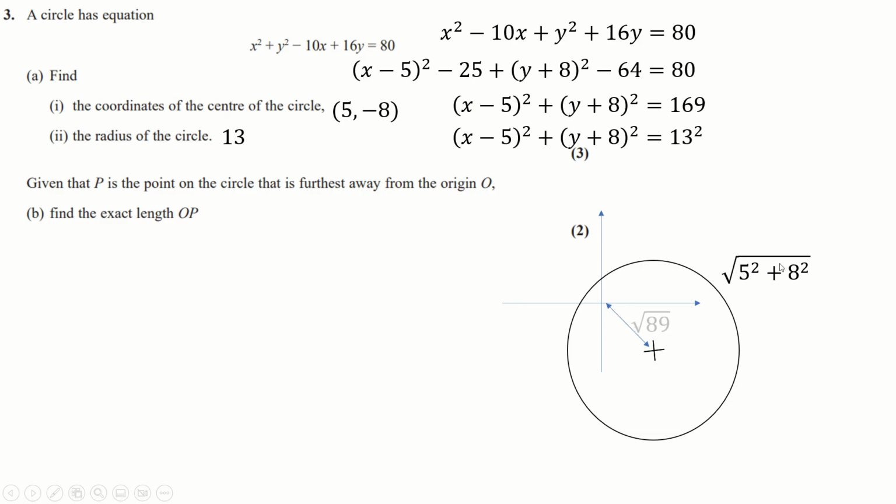And this makes root 89. And then you can just see that the point furthest away from the origin will just be in a nice straight line through the center all the way to the other side of the circle. And this distance here is just 13. That's the radius of the circle. So the total largest distance from the origin is just root 89 plus 13. This should all be in a nice straight line, but just demonstrating here that your picture can be pretty terrible as long as you have a vague sense of what you're doing, and everything will be fine.